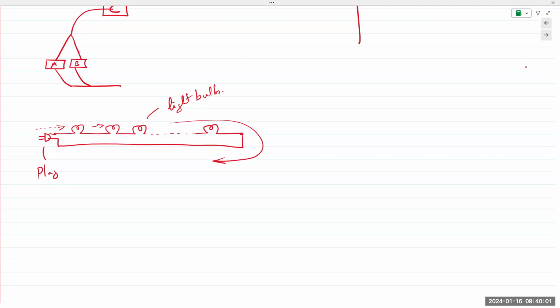So all 4 sections would be connected in parallel, 1, 2, 3, 4, but all the light bulbs in each section would be in series. Okay, they would be in series.